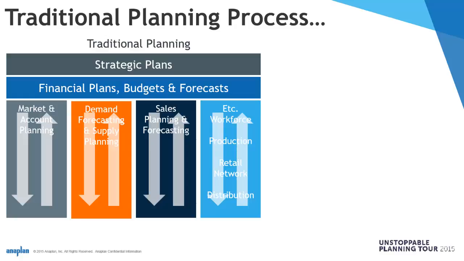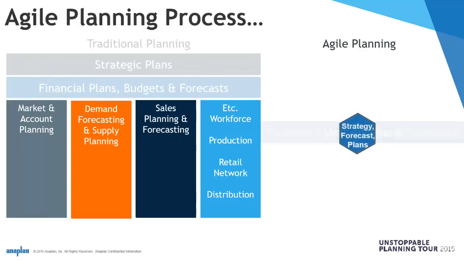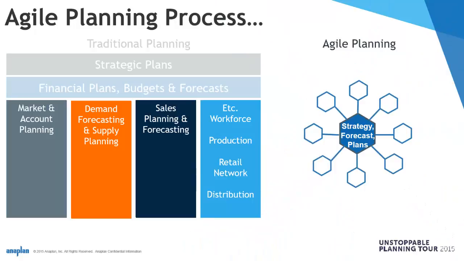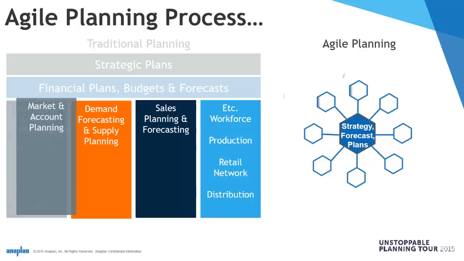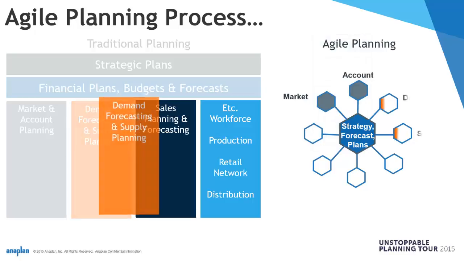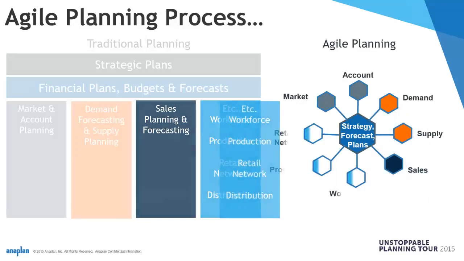In the Agile world, we're changing that around through what we can now do with technology. What we do is we set up that strategic plan and those financial plans as sort of the center of the wheel. And we set up around it spokes that allow each of those planning components to exist and immediately feed back to the strategy, forecast, and plans. So those components become hubs around the outside center. And we capture whatever the elements are that are key to your business. And of course, that varies from organization to organization.